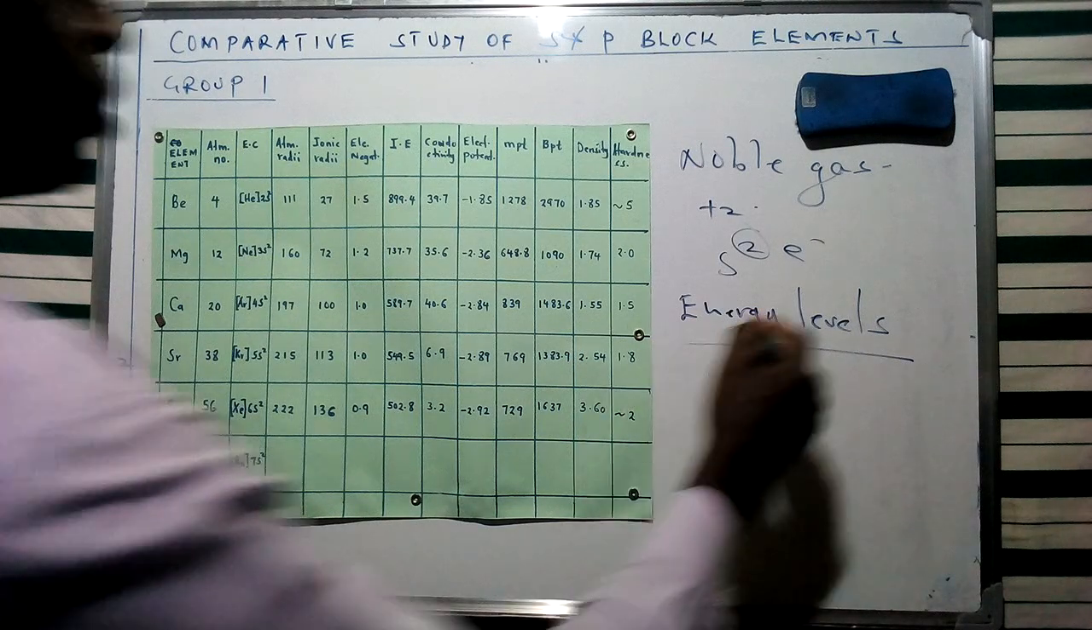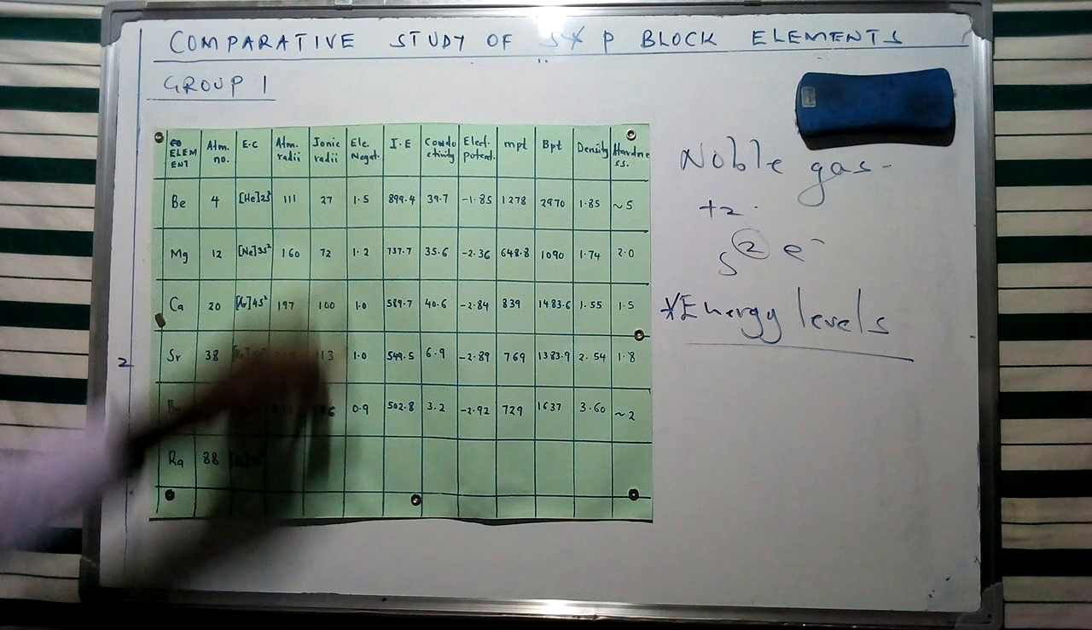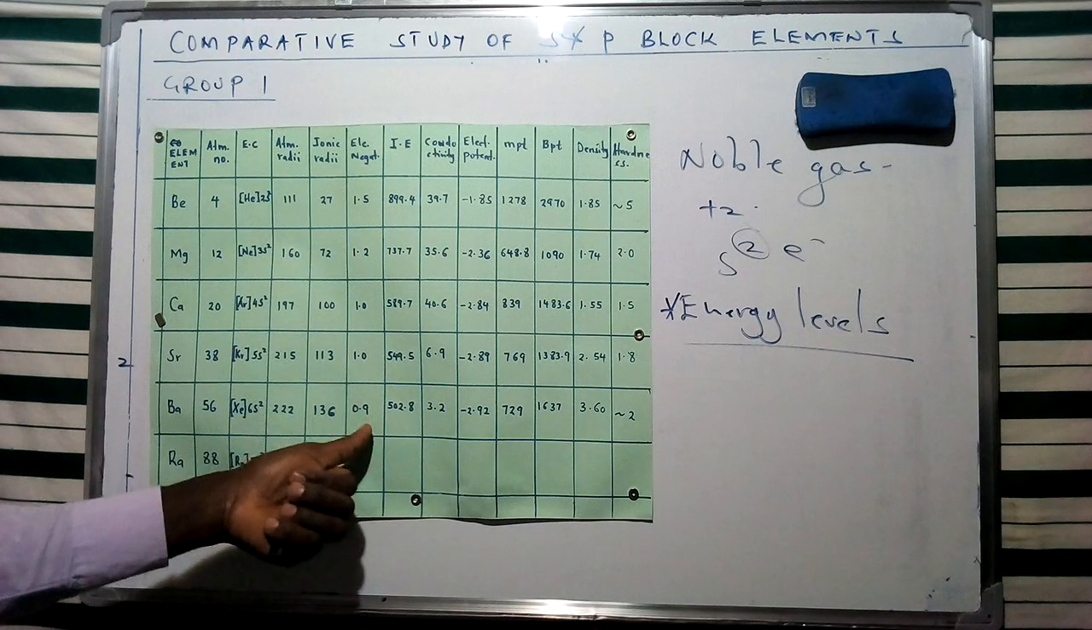shielding effect due to the increase in the number of energy levels, which I've said, and therefore the ability of an atom to attract electrons is going to decrease due to that shielding effect, and therefore the positively charged protons in the nucleus have a decreased ability to attract electrons.